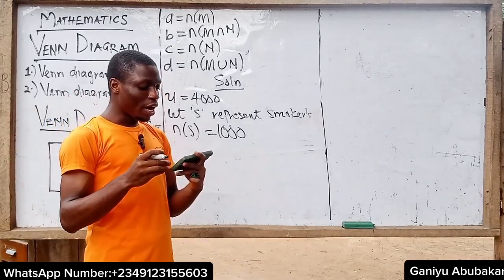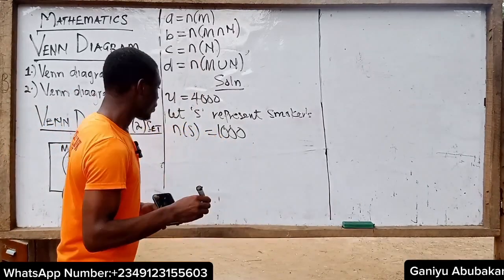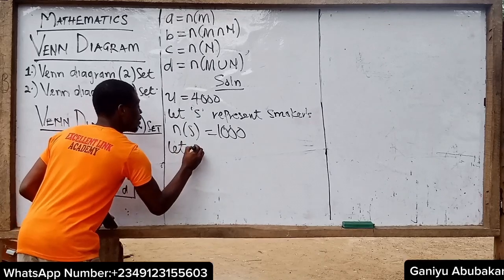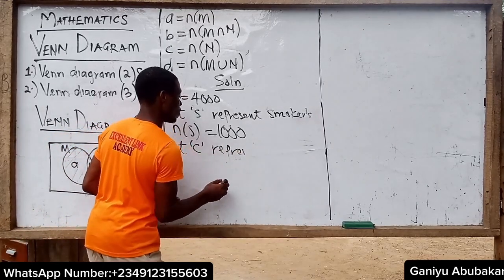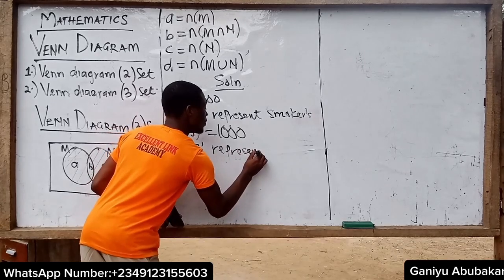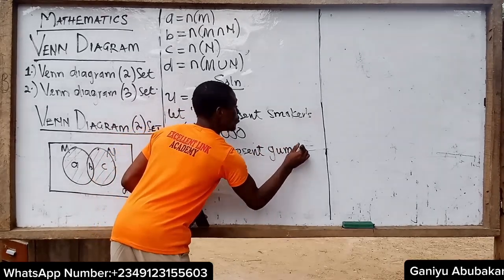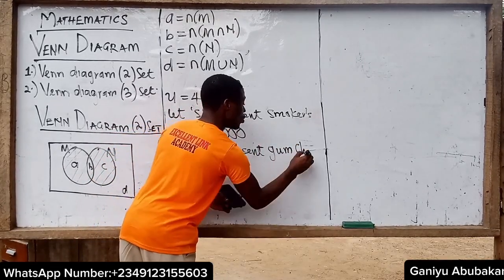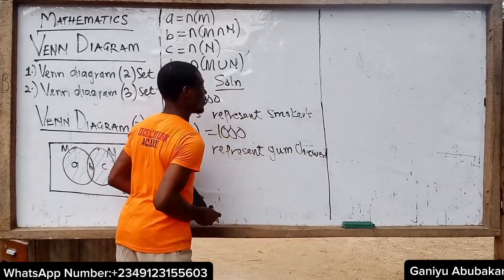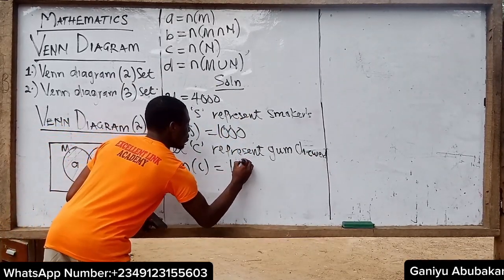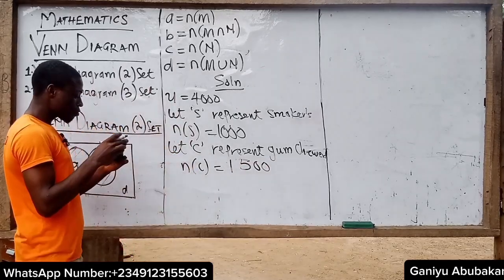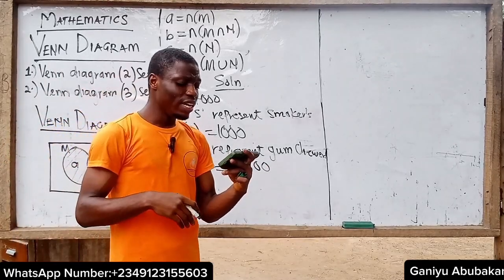Next up, 1,500 as gum chewers. So let C represent gum chewers, right? So that becomes N of C as 1,500.